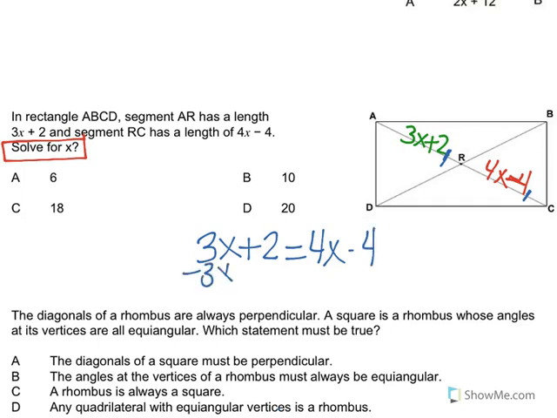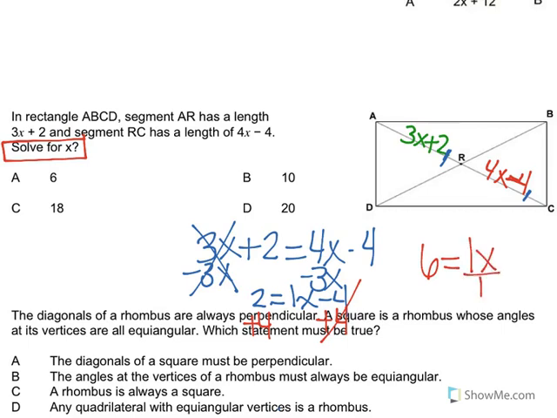So I'm going to subtract 3x from both sides. Those cancel out. 3 minus 3 is 0. Drop down your 2. 4 minus 3 is 1 minus 4. Then I'm going to add 4 to both sides. And I get 6, because 2 plus 4 is 6, is equal to 1x. Now you can divide by 1, but most of you know that anything divided by 1 is just itself. So our answer here is 6, and the correct answer was A.